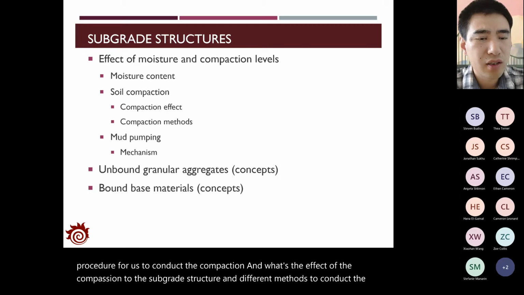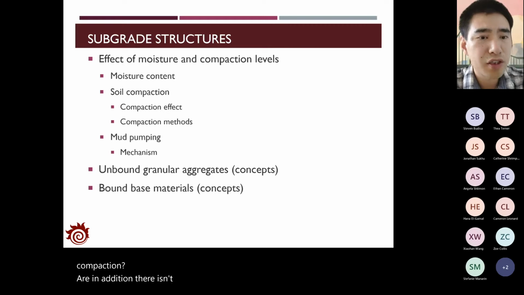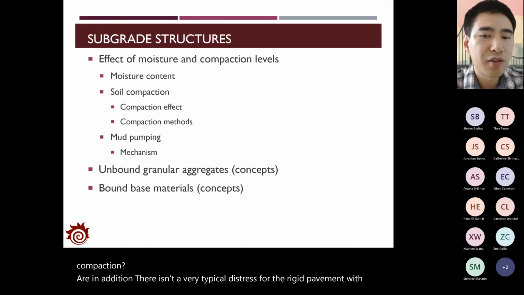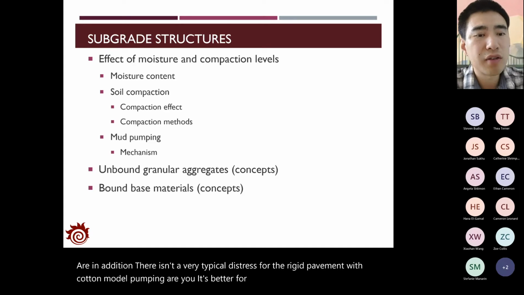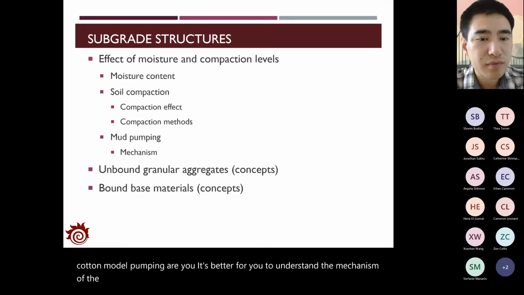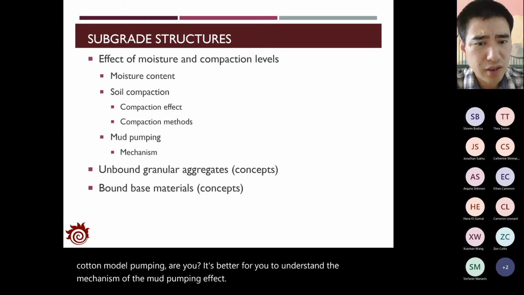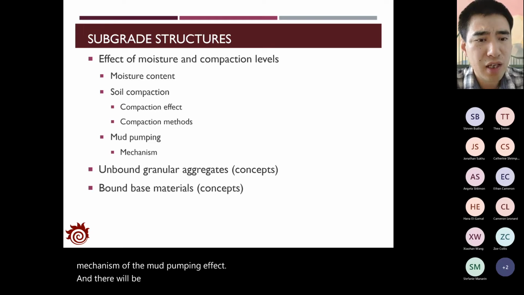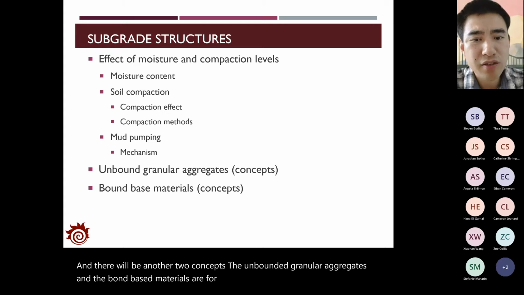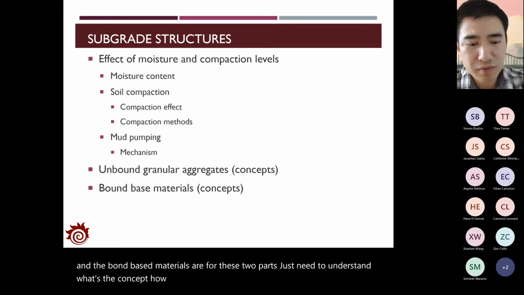In addition, there's a very typical distress for the rigid pavement, which is called mud pumping. It's better for you to understand the mechanism of the mud pumping effect. And there will be another two concepts, the unbonded granular aggregates and the bond-based materials. For these two parts, you just need to understand the concept and how they are defined.